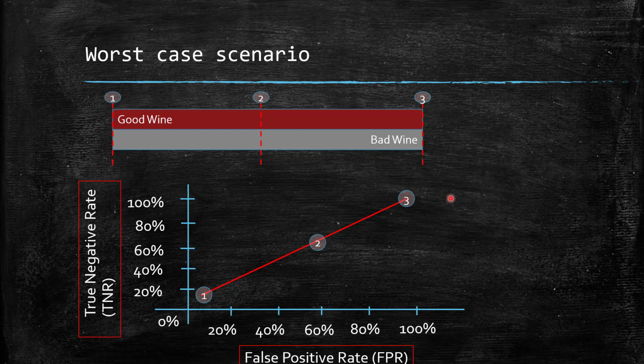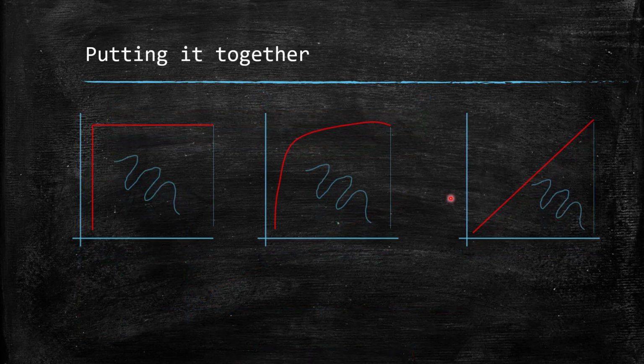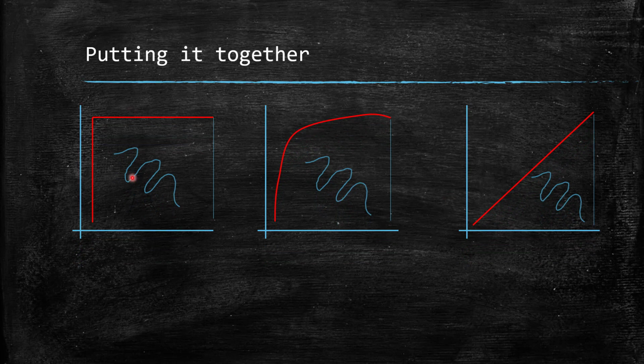Now if I put everything together, we saw three different cases. This one is the better one, because here we have a distinguishable threshold, so you can easily distinguish which one is a good wine or a bad wine. The more we go right till our threshold value 2, we only pick up good wines. After that, the more right we go, we only pick up bad wines.